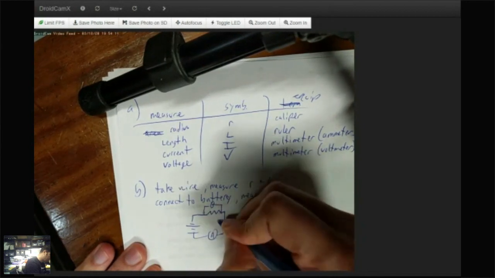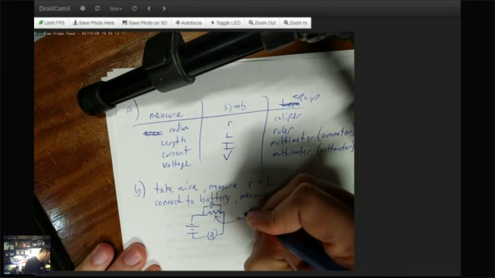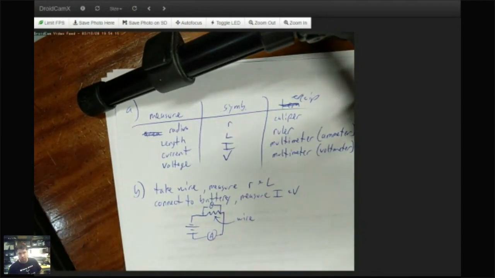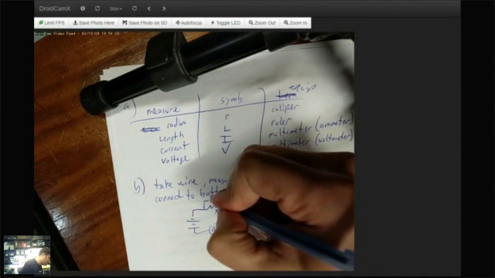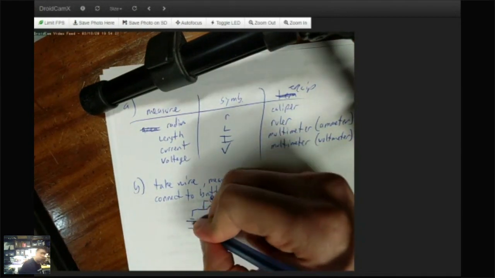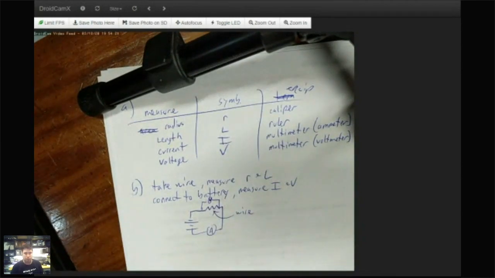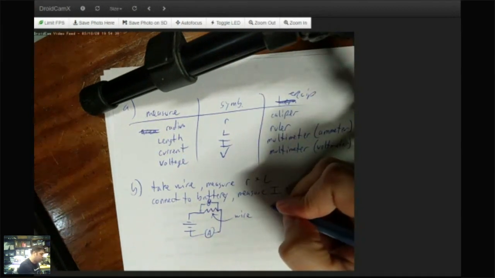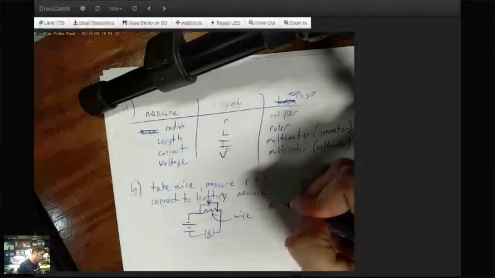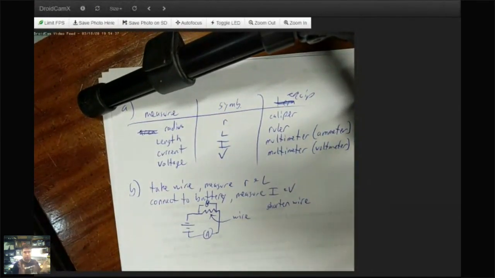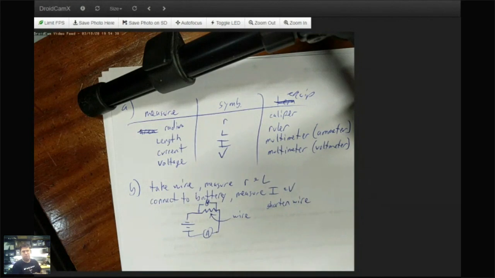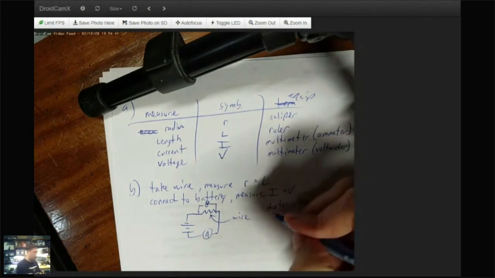Okay. That resistor is the wire we're trying to test. The A is the ammeter. The V in a circle is the voltmeter. And of course, we've got our battery hooked up to it as well. So there's my sample circuit here. The other thing I would do is then shorten the wire. Maybe only clip part of it in or move the connection points a little bit so I make the wire shorter and repeat.